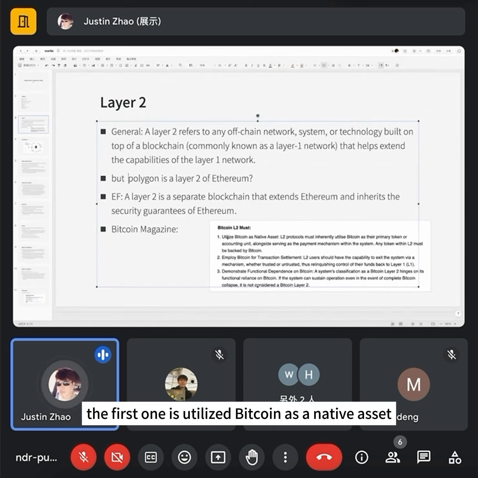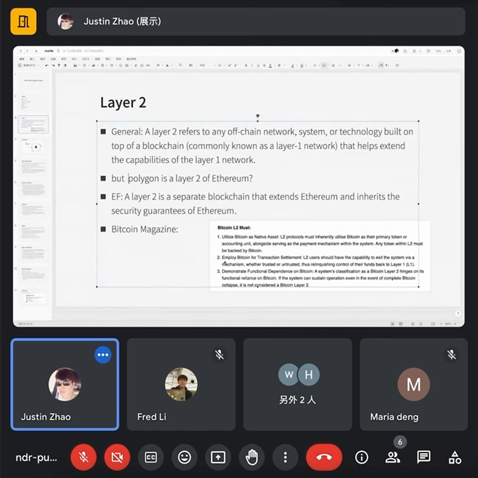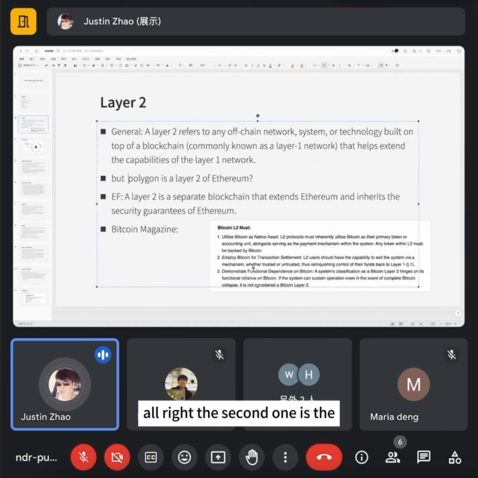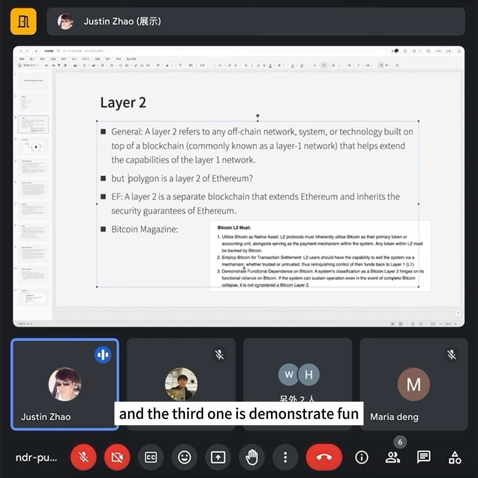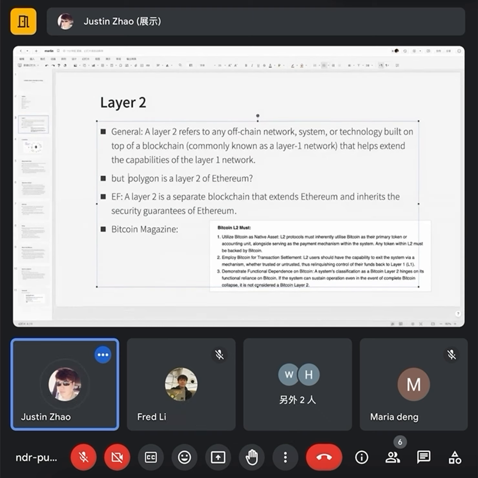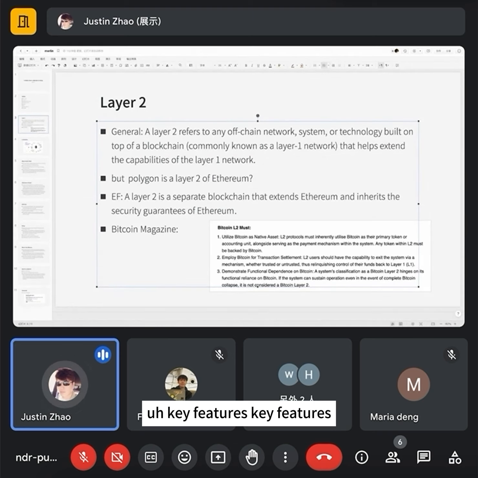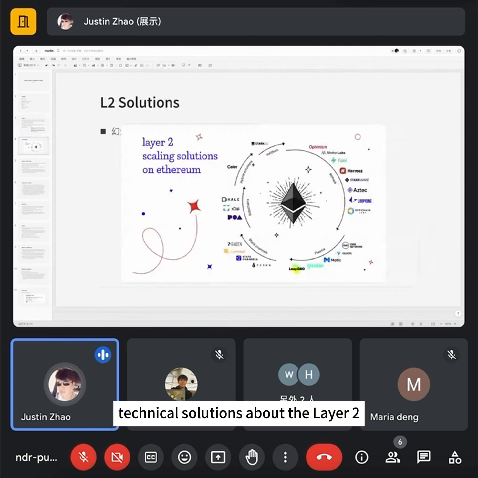The first one is to utilize Bitcoin as a native asset. It's easy to understand. The second one is to employ Bitcoin for transaction settlement. And the third one is to demonstrate functional dependence on Bitcoin. Yes, these three key features are very easy to understand.